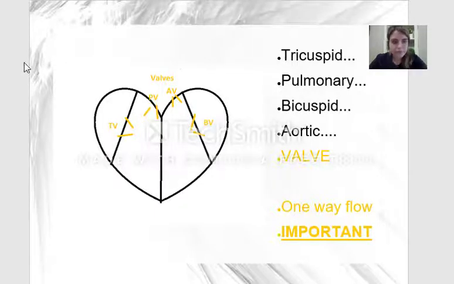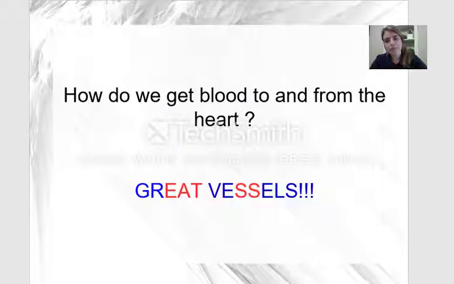Okay, so what have we done to our heart so far? We've added 4 chambers and we've added valves. Now, there's one important question. How do we get blood to and from the heart? And the answer to that is given away on the bottom of the PowerPoint. It's the great vessels.